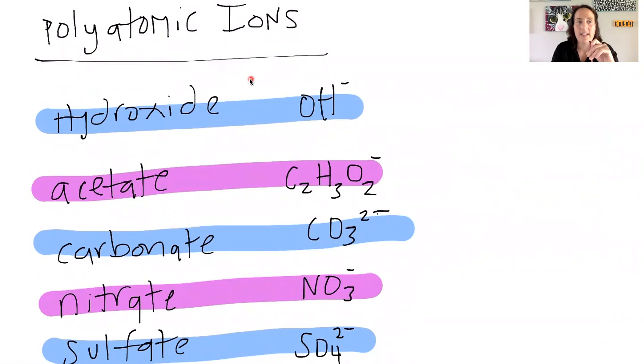Many atoms, and that are really common. Some examples are the hydroxide, which is OH-. We have our acetate ion, which is C2H3O2-, carries a -1 charge.